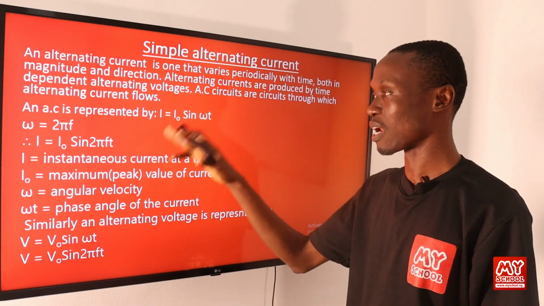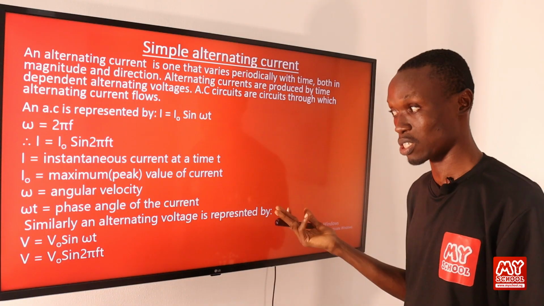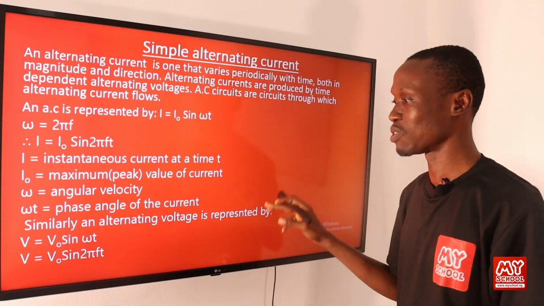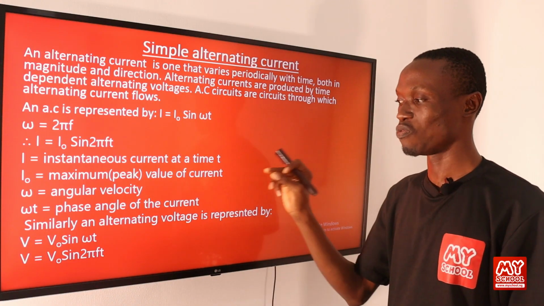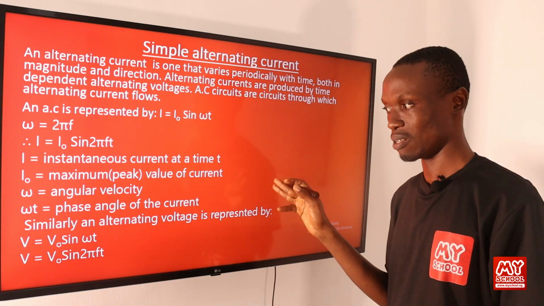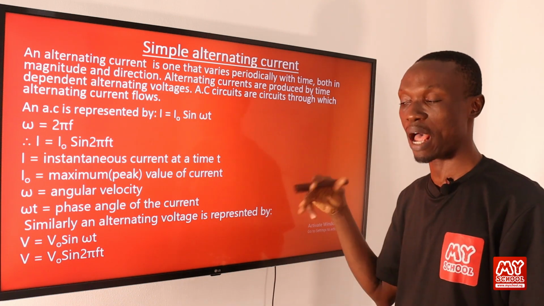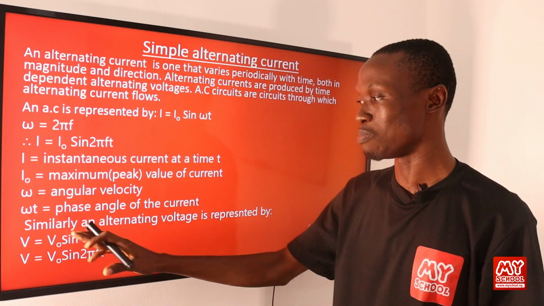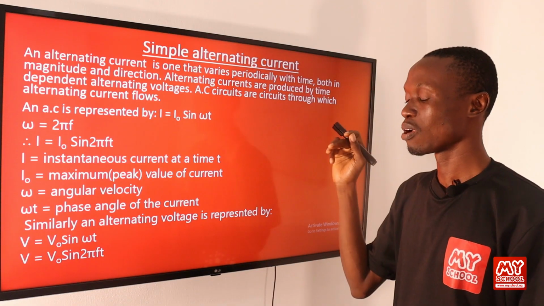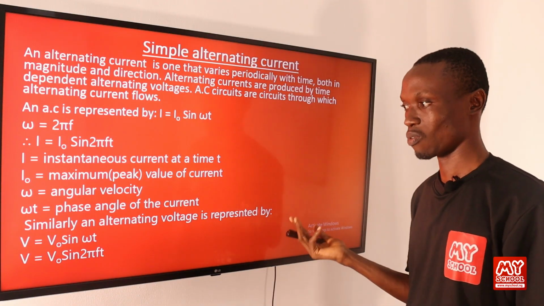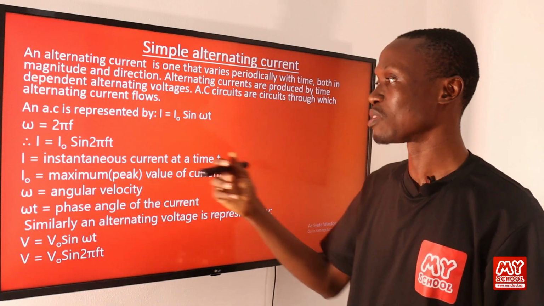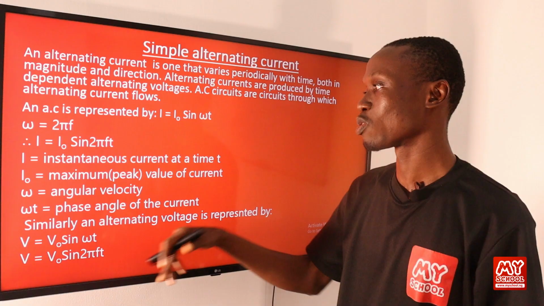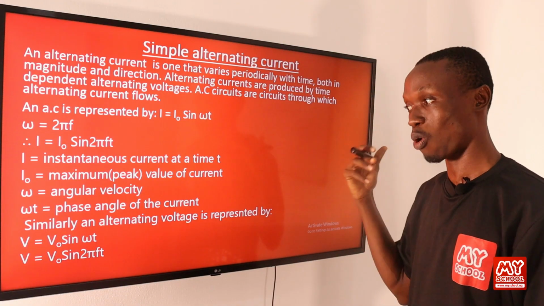Similarly, we can still write this expression in terms of voltage. An alternating voltage is represented by V = V naught sine omega t. But remember omega is 2 pi f, so in place of omega, we replace it with 2 pi f, so that V becomes V naught sine 2 pi f t. Now remember V represents the instantaneous voltage at a time t, while V naught represents the maximum or peak value of the voltage.